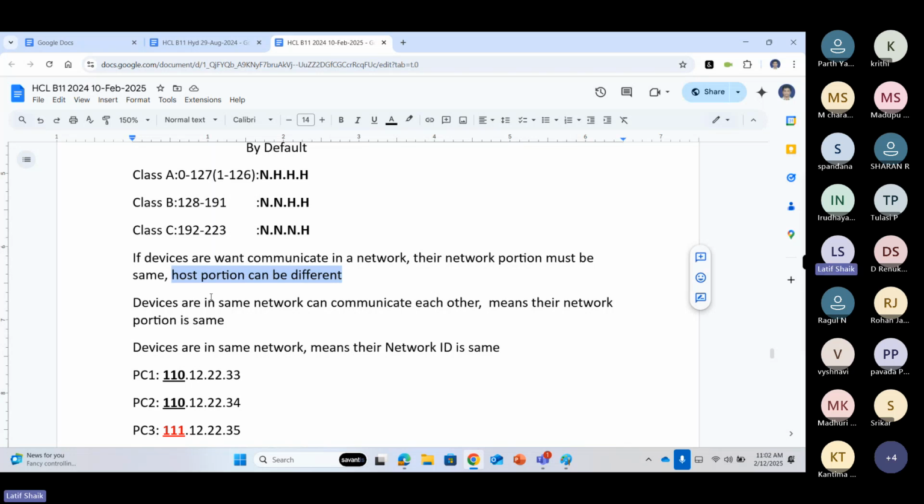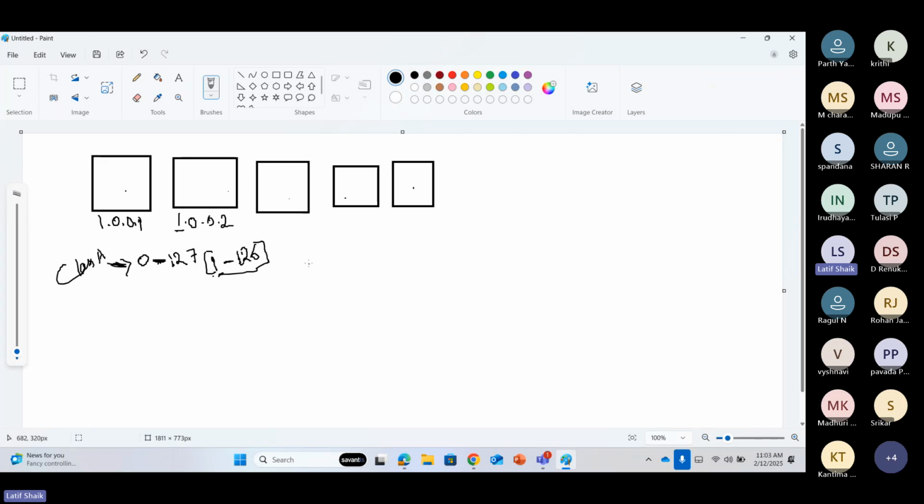Okay. So if they want to communicate with each other, their network portion must be the same. That's a compulsory rule. Devices in the same network can communicate with each other because their network portion is the same. One more rule is that devices in the same network must also have the same network ID. We'll see the network ID part later, but first we'll see the network portion. So what is the network portion here? The first portion is the network portion.